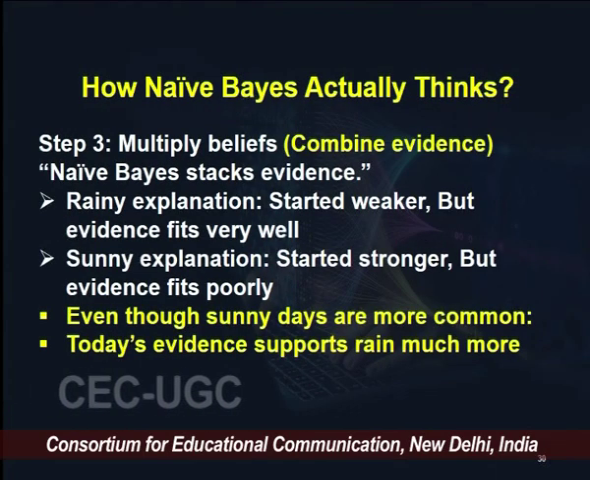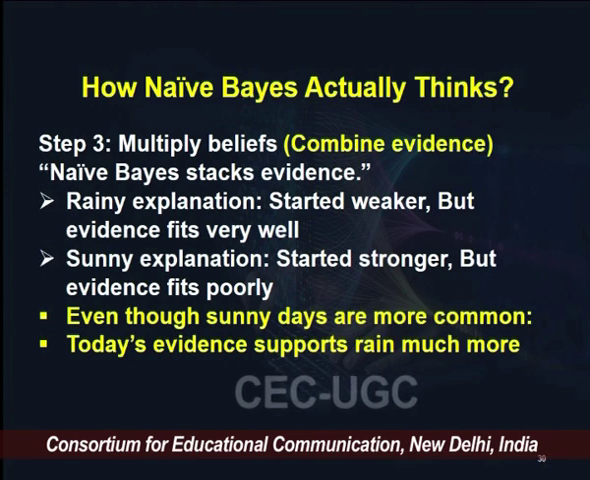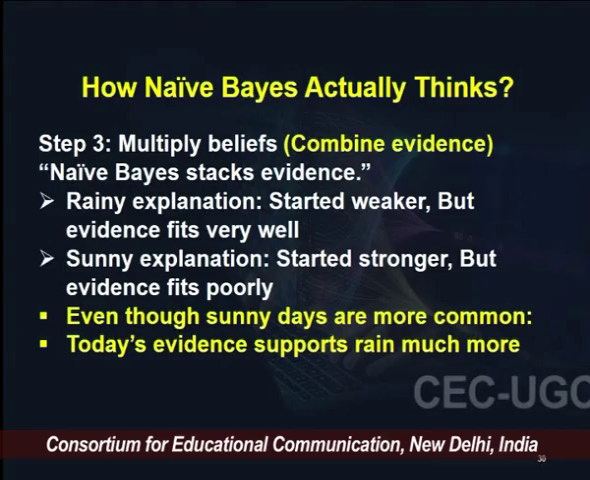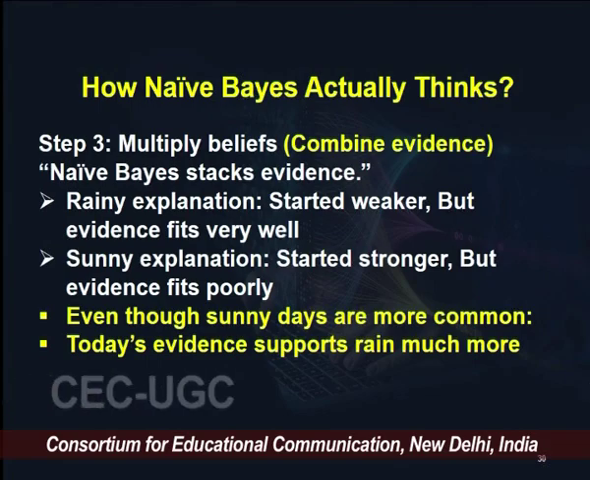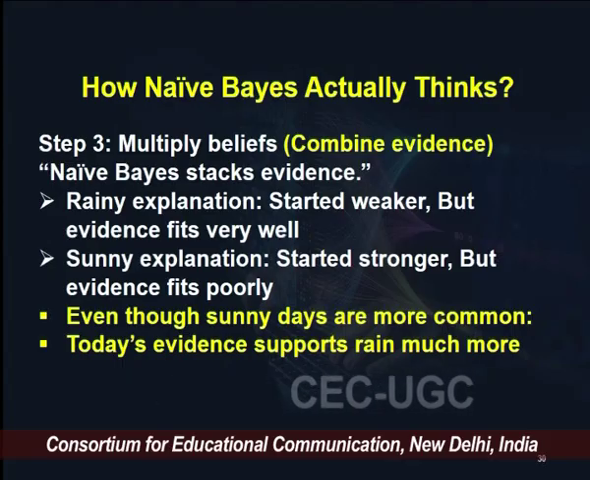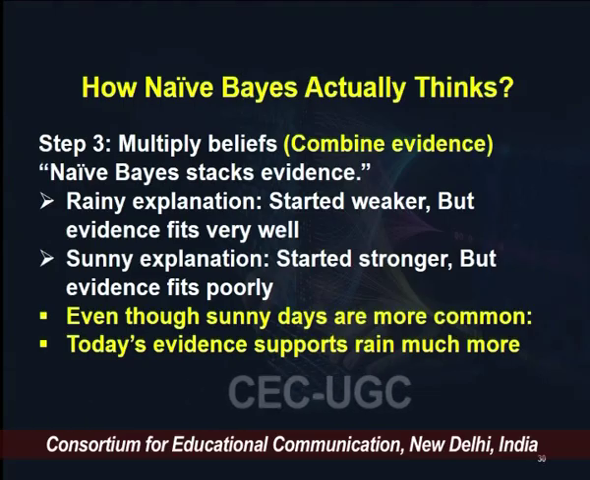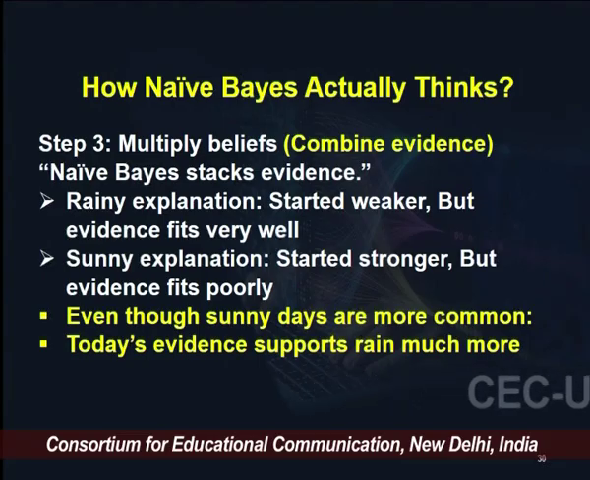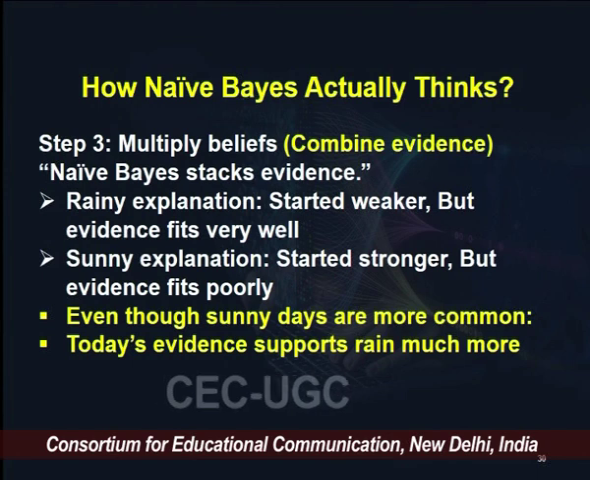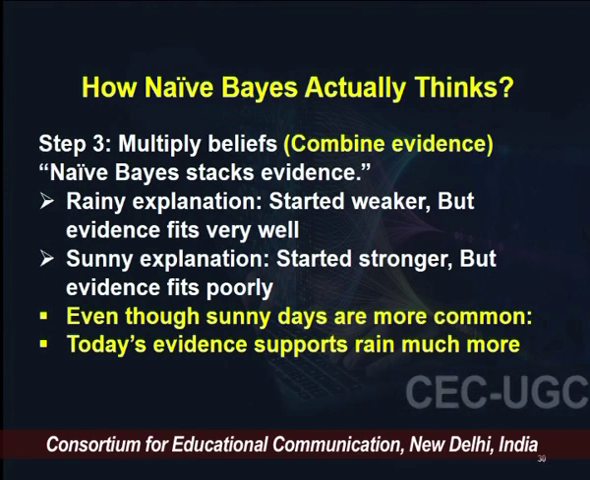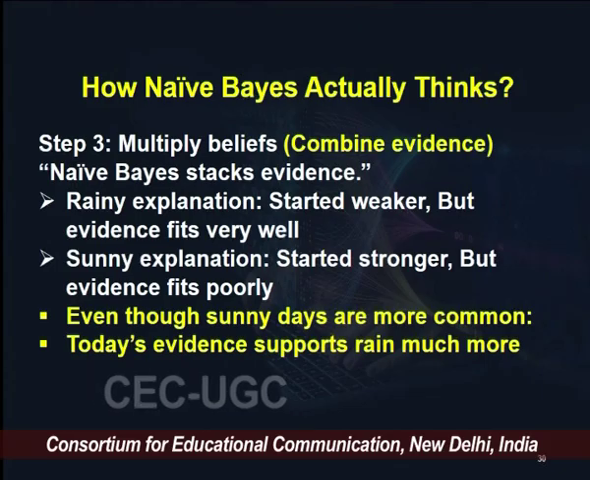What could be step 3? In step 3, we multiply those beliefs, we combine the evidences. Naive Bayes would stack the evidences together. The rainy explanation started weaker, but the evidence fits it very well. Similarly, the sunny explanation started stronger, but the evidence fits it poorly. So, even though sunny days are more common in this example, today's evidence actually supports rain much more. This is how we are reaching towards a solution.